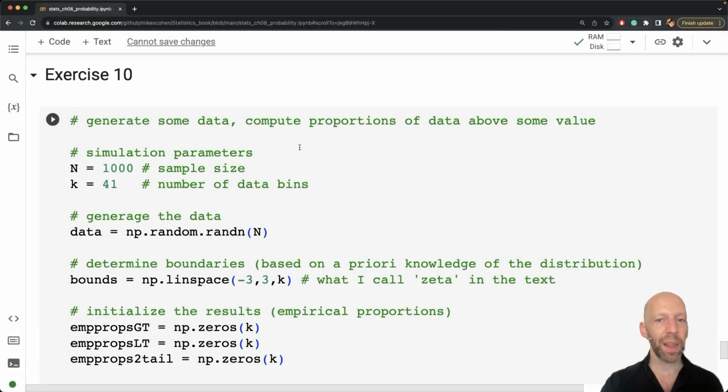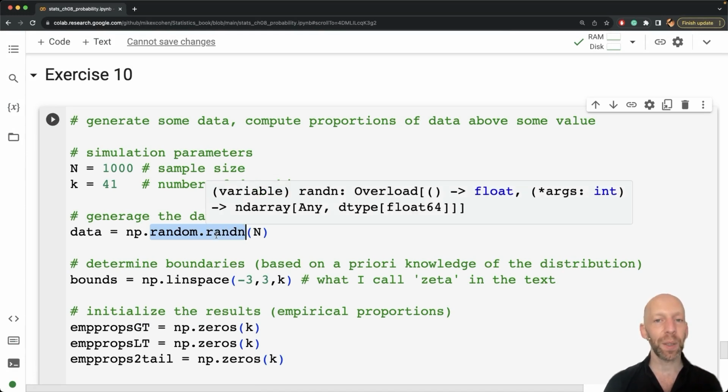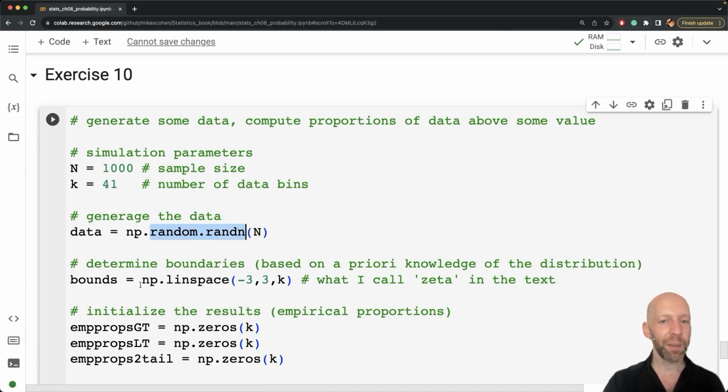So here we are in the code. I'm generating 1,000 samples randomly drawn from a normal or a Gaussian distribution. Then I define the boundaries here. Here I parameterize this using k. And so k here is set to 41 because that's what I said in the exercise instructions.